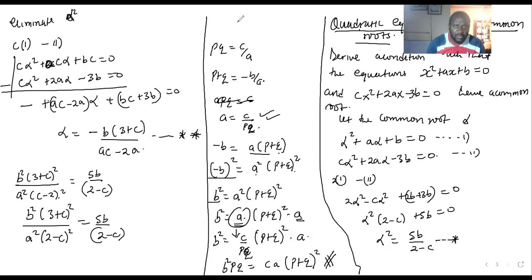Then I can cancel one (2 minus c) from this side, and I remain with one here. Finally, we can have the last expression as b squared into (3 plus c) squared is equal to 5b a squared into (2 minus c). And that is our solution.